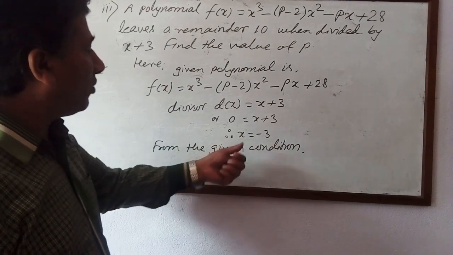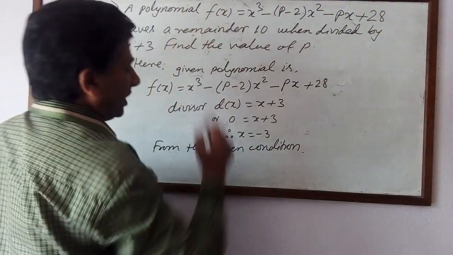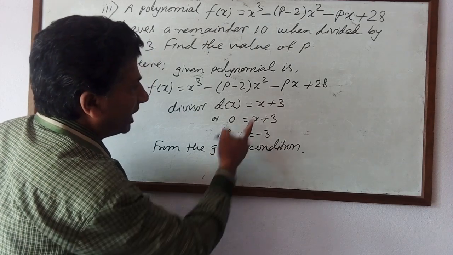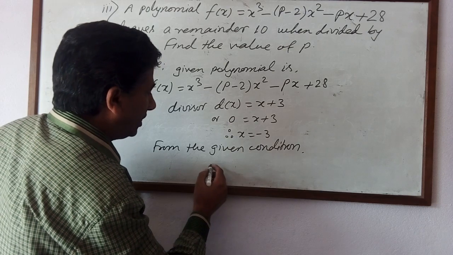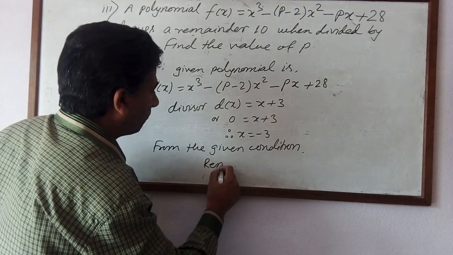It means how to write the remainder. Remainder is 10. How to write this one? For this divisor x plus 3, how to write remainder? Okay, this is the symbol for remainder.